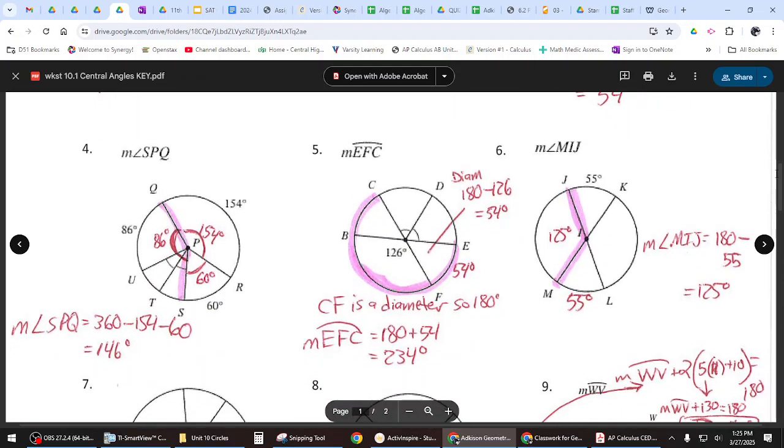146 is your answer. Basically take these three, 86, 154, and 60 away from 360 to get this region, the SU. And then in it 60. And then you get 60 plus 86 for the angle.